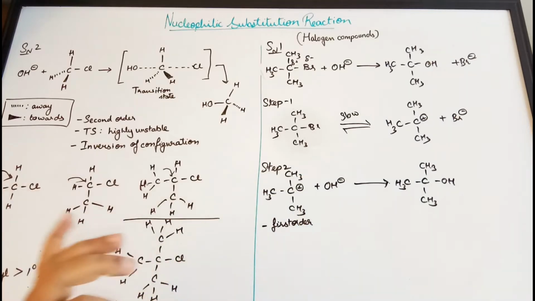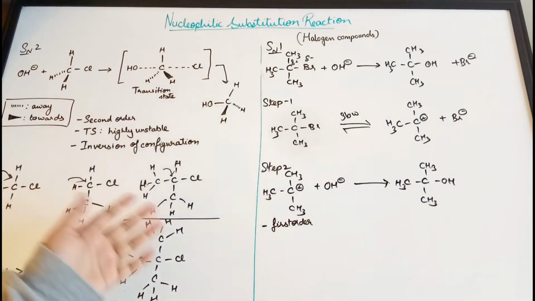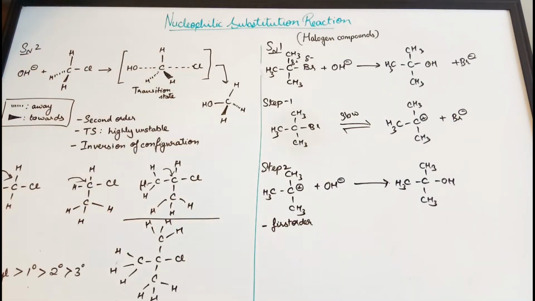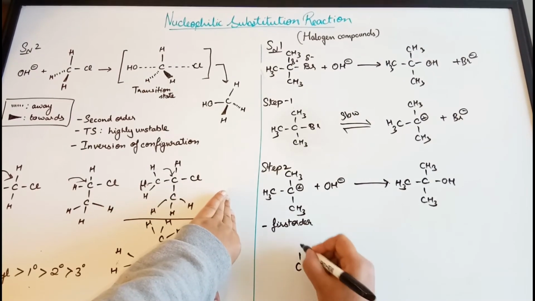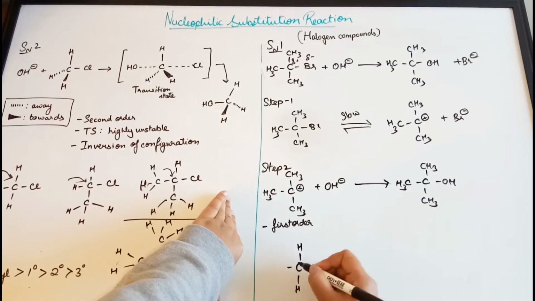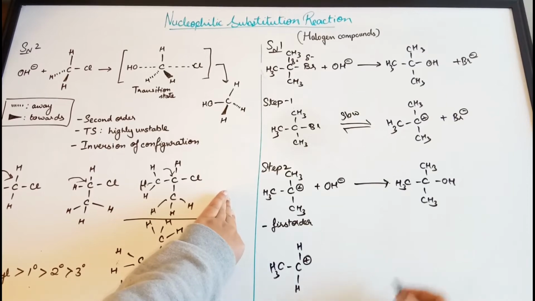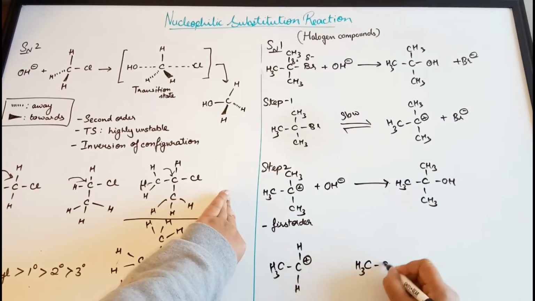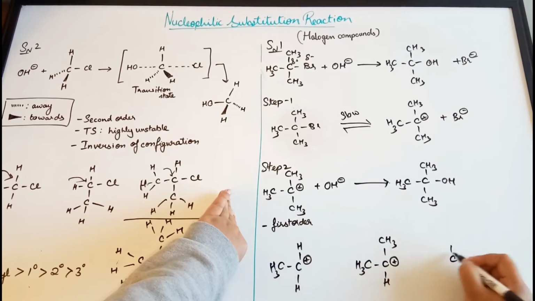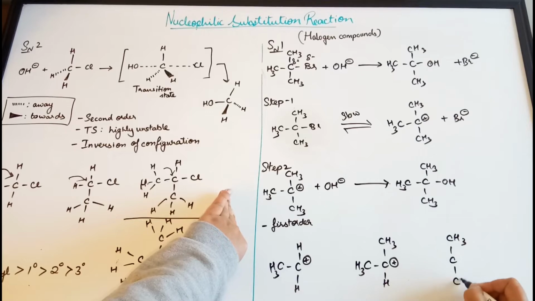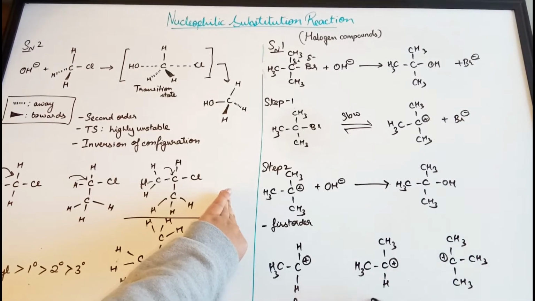Okay, now similar to this case, we have to talk about the intermediate, that is a carbocation. A carbocation is a carbon having a positive charge. I don't know if you remember what you learned about carbocations in the previous year, but let me just recap it. So you have a CH. This is going to be a primary carbocation. This is going to be a secondary carbocation. And this is going to be a tertiary carbocation. Now you have three types: primary, secondary, tertiary.